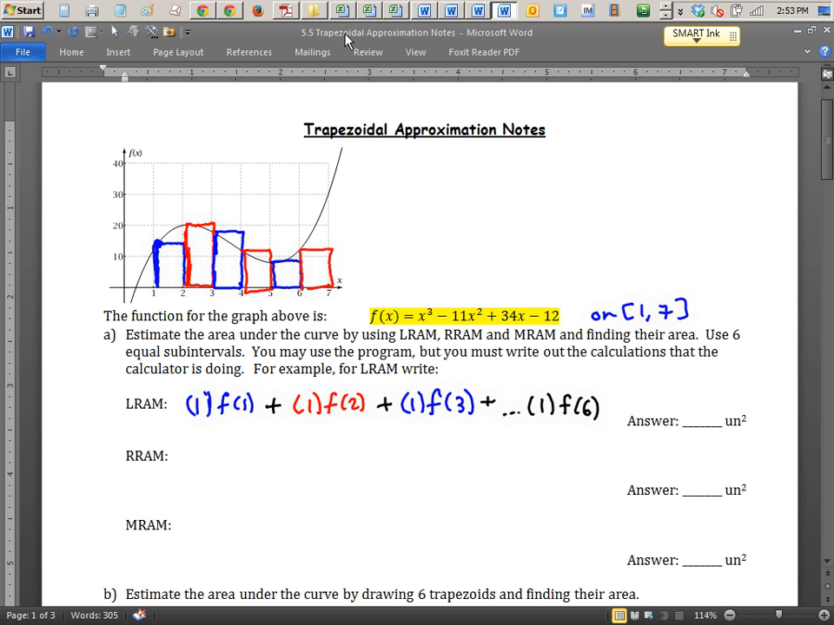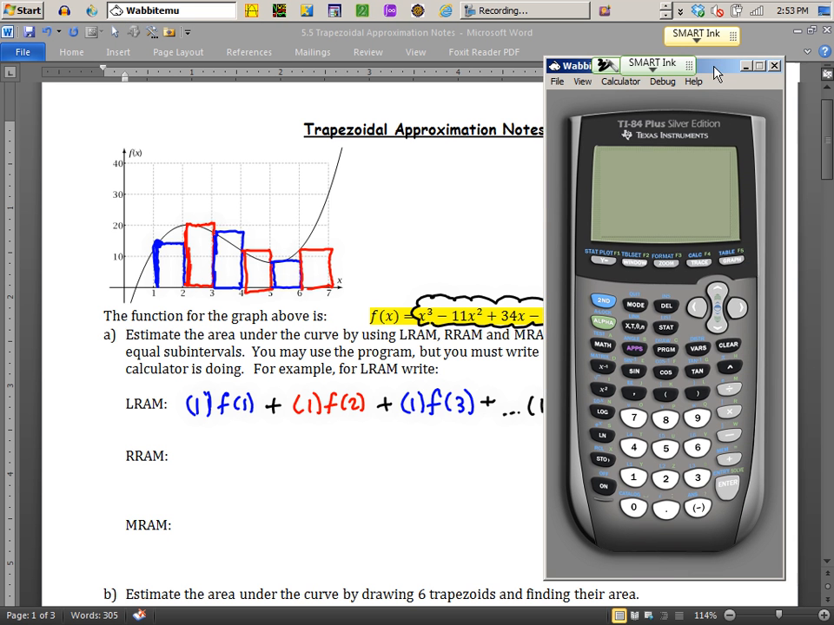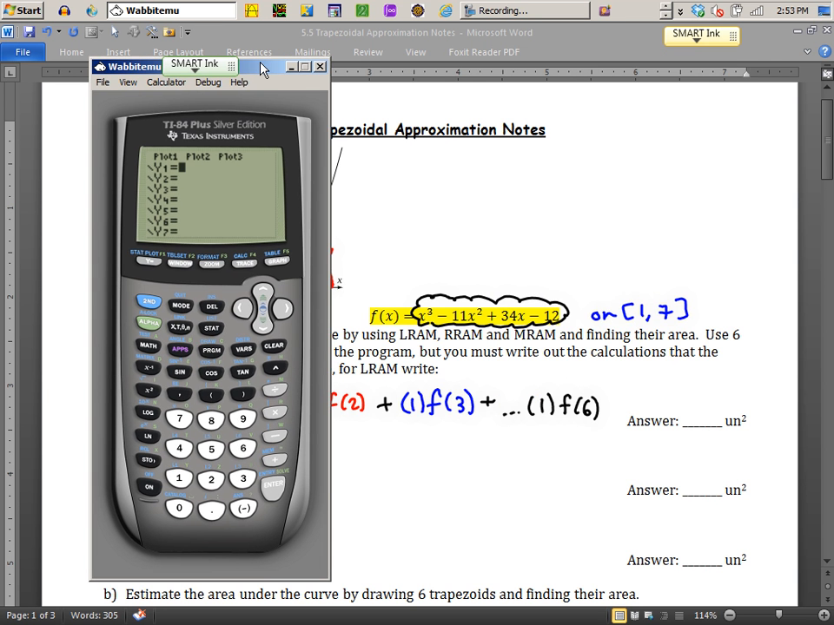Okay, now there's a function given right here, right? So we could just go ahead and use the calculator to come up with things like f of 1, f of 2, and so forth. Okay, so let's go ahead and do that real quick. Let's get the calculator up and running. Alright, and we're going to go ahead and turn it on. Go under y equals, so let's enter that function there in yellow. So it's x to the third minus 11x squared plus 34x minus 12.